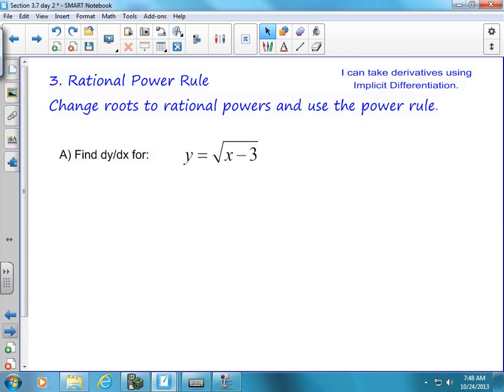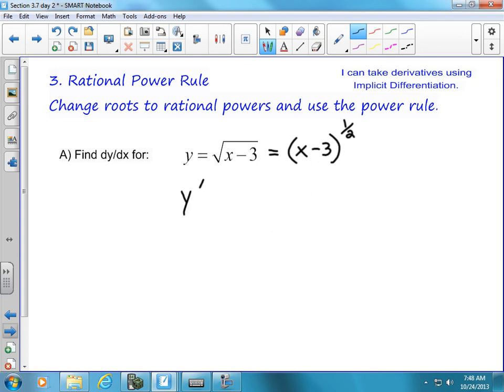Your next examples are all about the rational power rule. So whenever you have square roots, cube roots, fourth roots, rewrite them to use rational or fraction exponents. Okay, so you change the roots, and then taking your derivative is fairly simple, right? You do y prime equals x minus 3. We're also going to have to use the chain rule here. 1/2 minus 1 is negative 1/2, and we multiply in the front by positive 1/2.